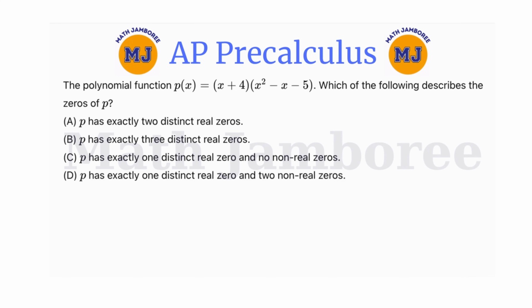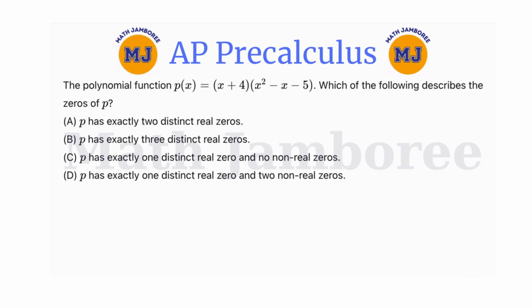A. P has exactly two distinct real zeros. B. P has exactly three distinct real zeros. C. P has exactly one distinct real zero and no non-real zeros. And D. P has exactly one distinct real zero and two non-real zeros.